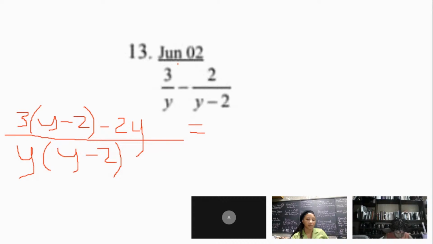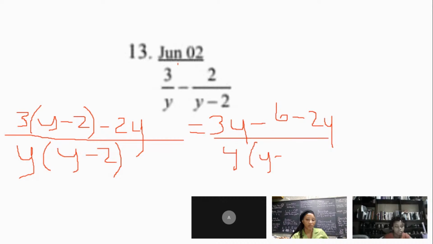Okay, miss, the 3y minus 6 minus 2y, all over y minus 2 in brackets. So this would be 3y minus 2y, miss, and you're left with y, so it would be y minus 6 over y bracket y minus 2. Okay, very good, John.